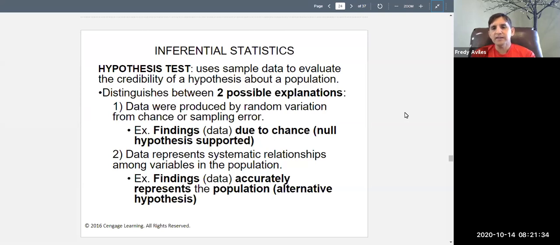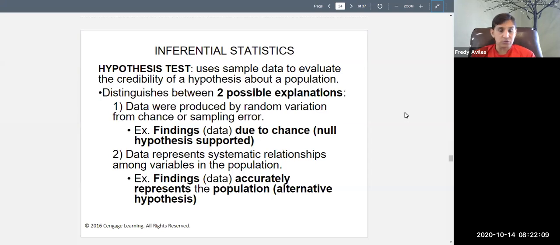That would mean that your findings, your data, are due to chance, and that what you're really doing is finding evidence for the null hypothesis. The null hypothesis is supported. The null hypothesis simply says that there is no real difference, that what you found is due to chance. It says there's nothing happening here, nothing interesting. This is just random variation. So your hypothesis test might show evidence for the null hypothesis.